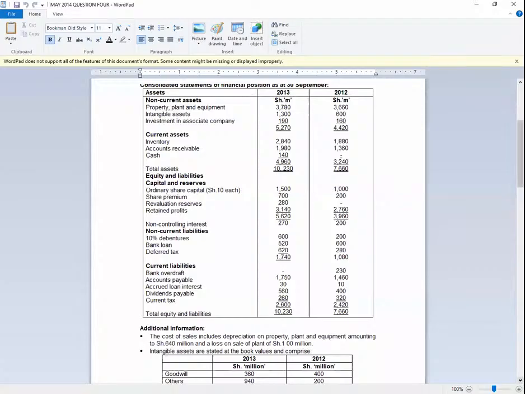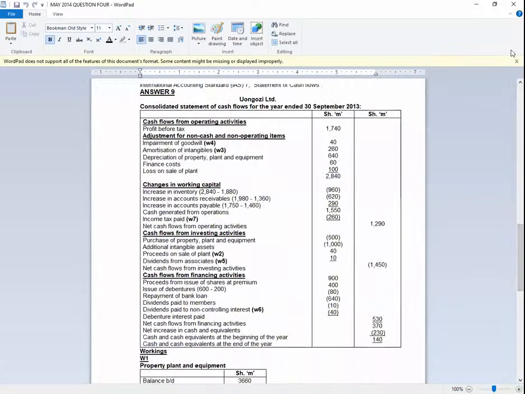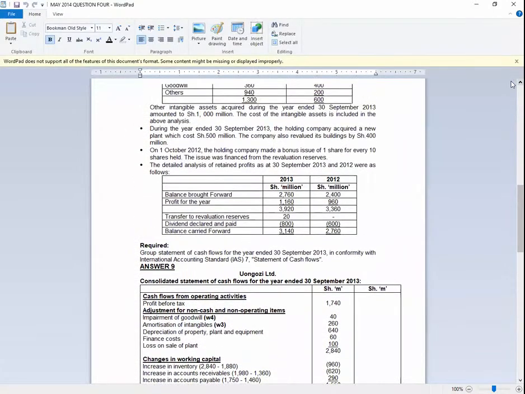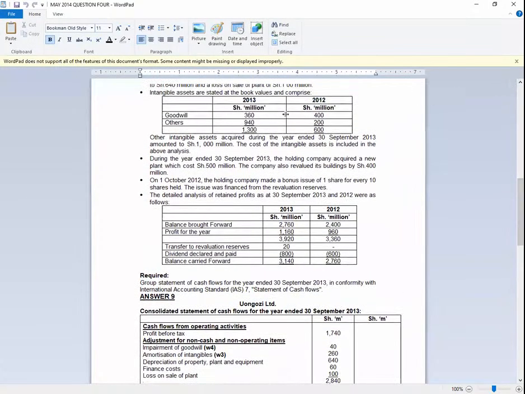Intangible assets are stated as follows. I can see goodwill, right? In 2012, it was 400. In 2013 it was 360. Some loss there. And then I'm told here, during the year ended 30th September 2013, the holding company acquired a new plant, which cost 500 million. The company also revalued its buildings by 400 million. On 1st October 2012, the holding company made a bonus issue of 1 share for every 10 shares held. The issue was financed from the revaluation reserves.